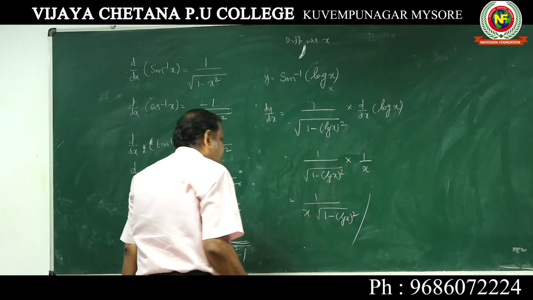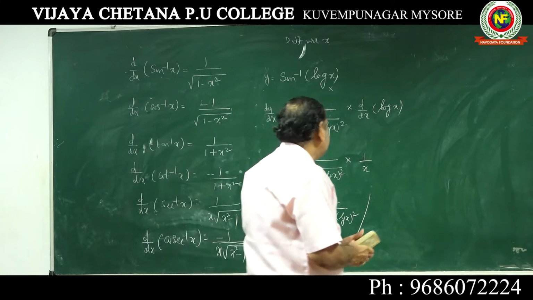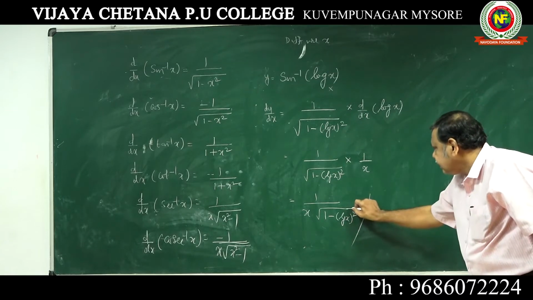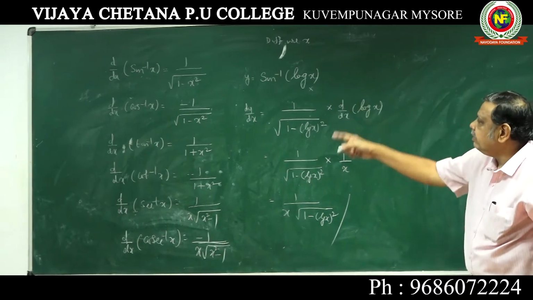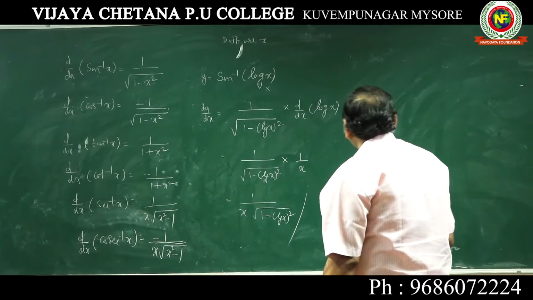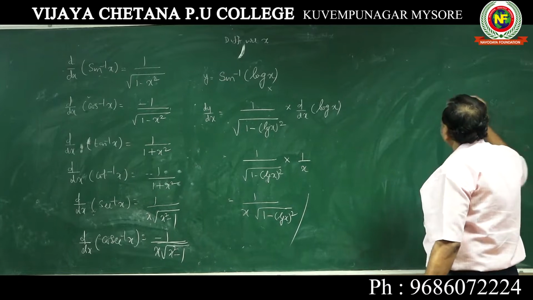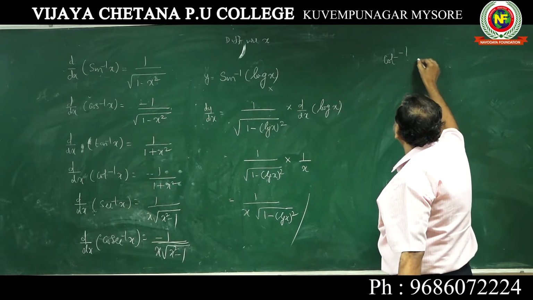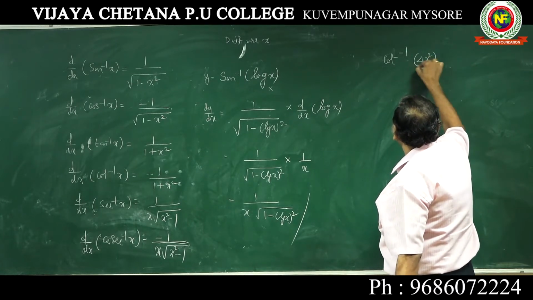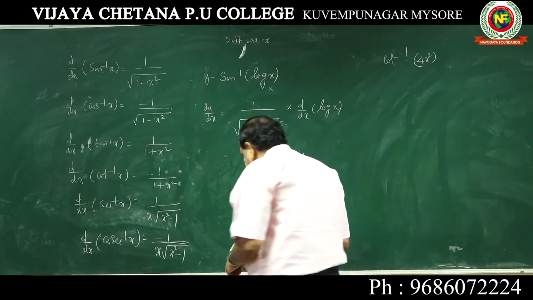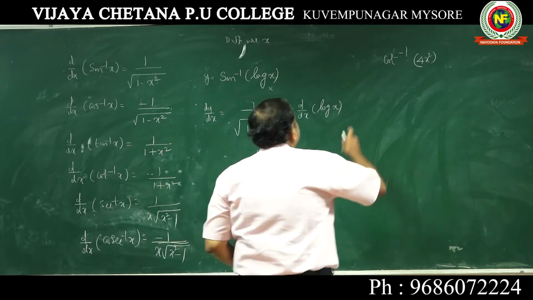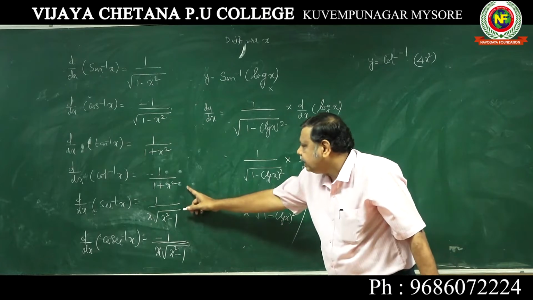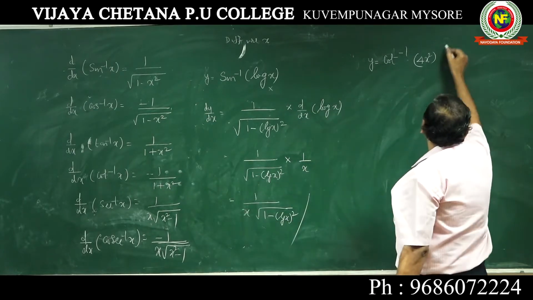This is the answer. 1 over x square root of 1 minus log x whole square is the answer. Understood? Instead of x, log x is there, and you apply the same formula. Now you take this particular thing, cot inverse 4x square. Instead of x, 4x square is there. Call it y. Y is equal to cot inverse 4x square. You have to apply that the derivative of cot inverse x is minus 1 over 1 plus x square.